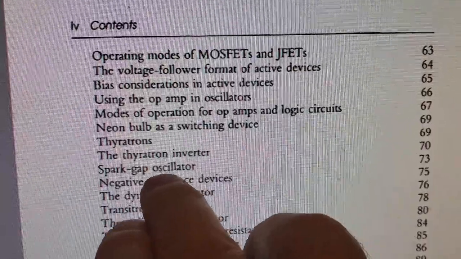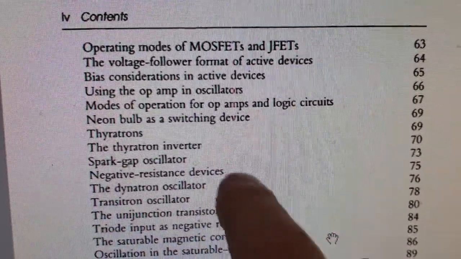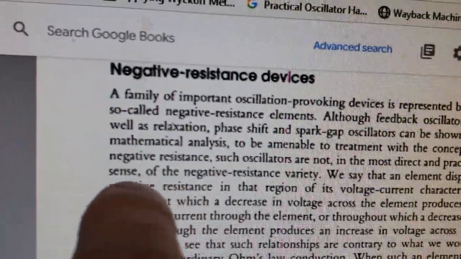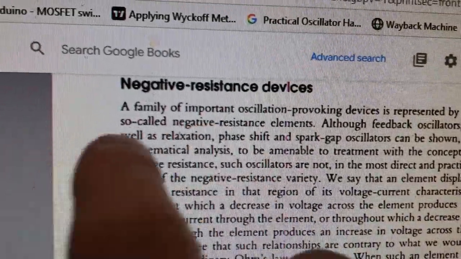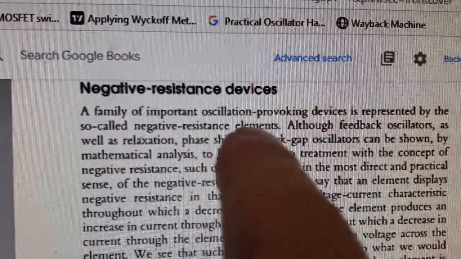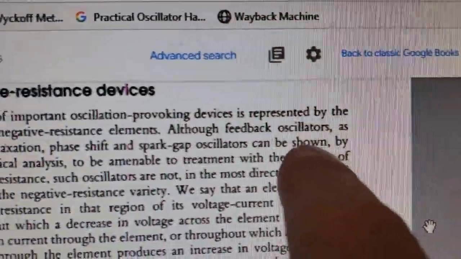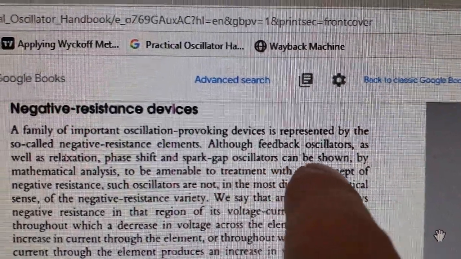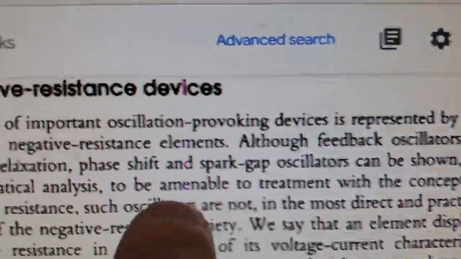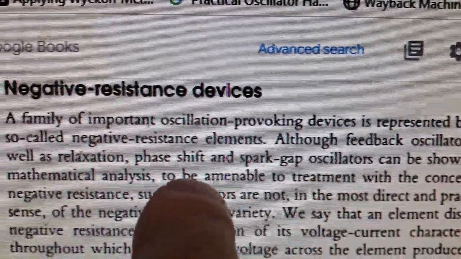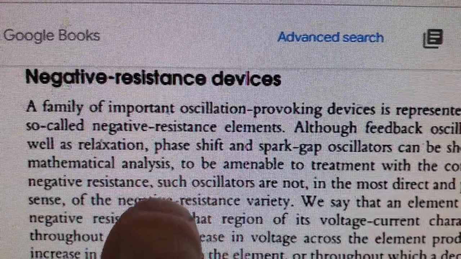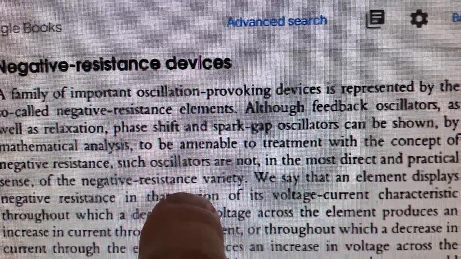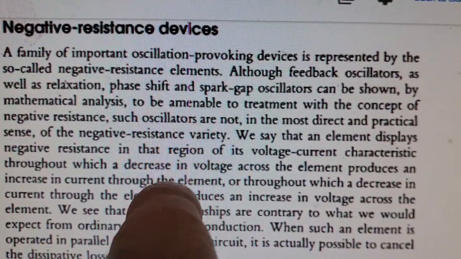Okay, so let's just go to that section on negative resistance. So the little couple pages, where is it? Negative resistance devices. As I said, there's just one paragraph I want to show you there. So this is just two paragraphs, but let's go through this from Dr. I suspect Gottlieb. Negative resistance devices, a family of important oscillation-provoking devices represented by the so-called negative resistance elements. Feedback oscillators, phase shift, spark gap oscillators. They're not negative resistance per se. They're not of the negative resistance variety.